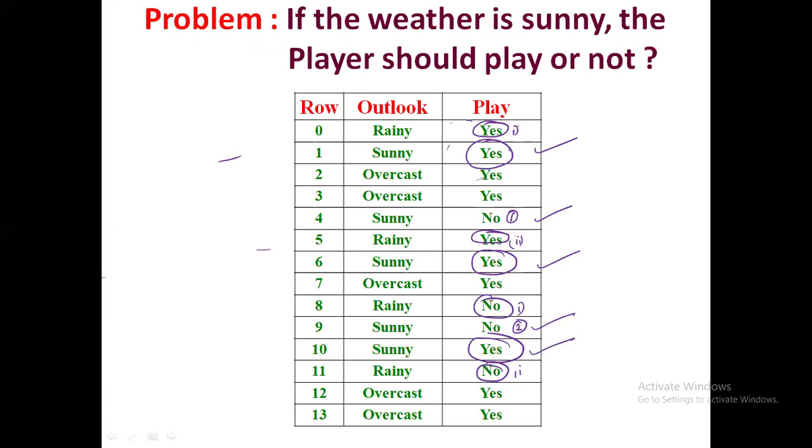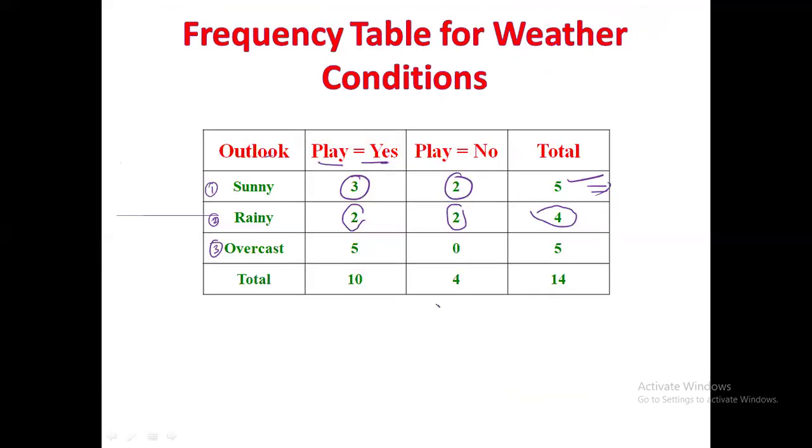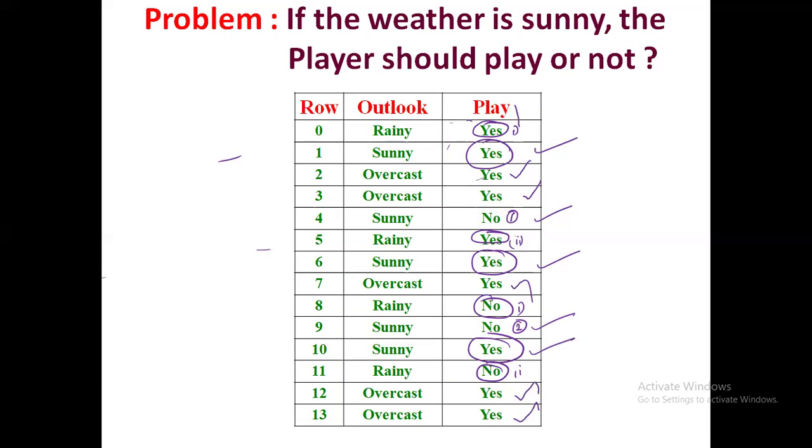So here 1, 2, 3, 4, and 5. So all values are yes only. So there is no place equal to no. So it's equal to 5. So the total play yes, how many yeses are there in the above table?